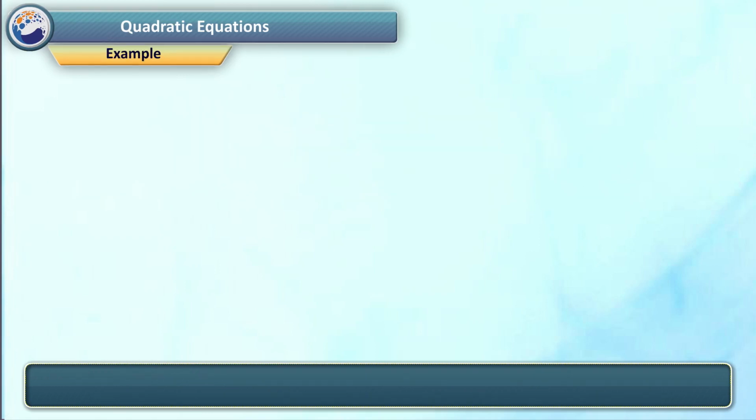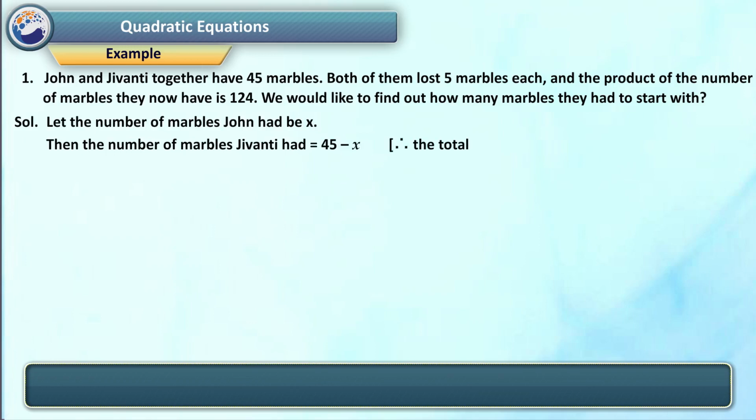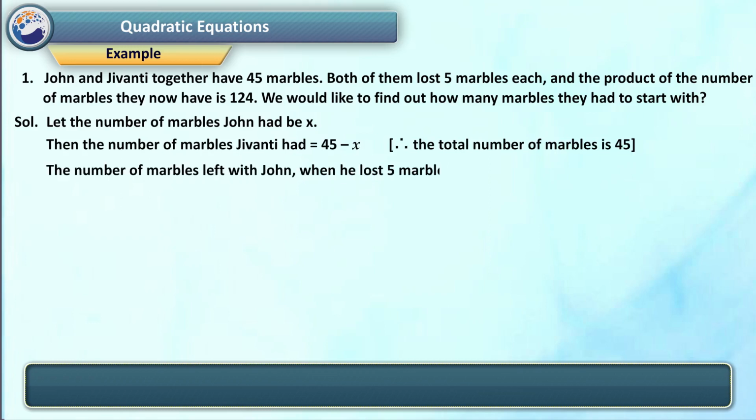Let us learn to represent the following situation mathematically. John and Jivanti together have 45 marbles. Both of them lost 5 marbles each, and the product of the number of marbles they now have is 124. We would like to find out how many marbles they had to start with. Solution: let the number of marbles John had be x. Then the number of marbles Jivanti had is equal to 45 minus x, since the total number of marbles is 45. The number of marbles left with John when he lost 5 marbles is equal to x minus 5.